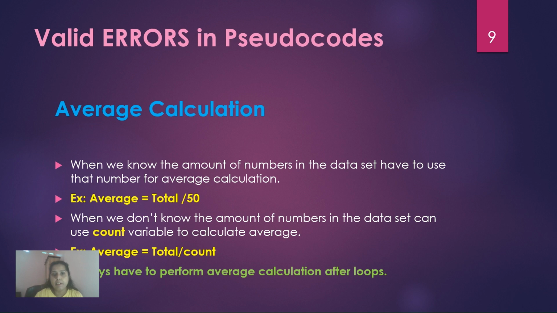Always perform average calculation after loops. That will be considered a major error. If you include average calculation inside the loop, that will be considered an error. You have to remove that line and include it after the loop.